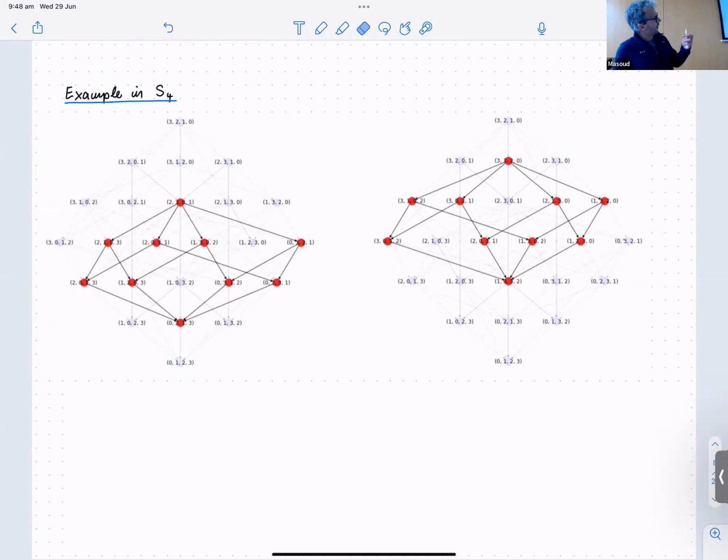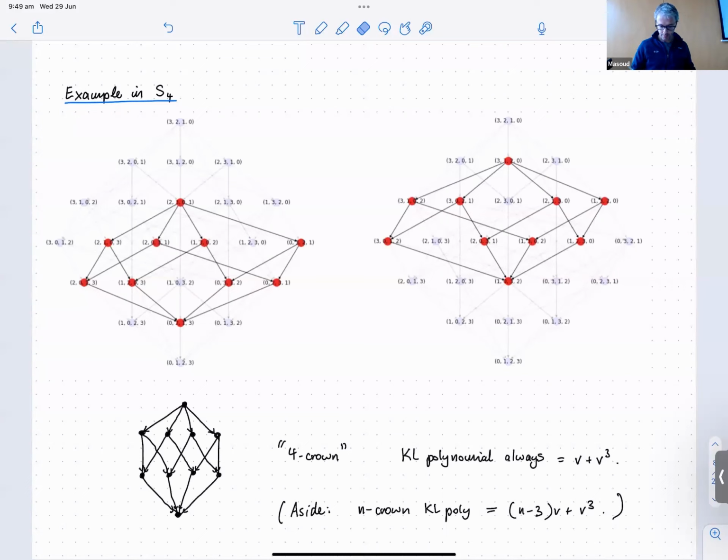So yesterday we were computing Kazhdan-Lusztig polynomials in this land of the Coxeter complex, which is kind of different to Bruhat graph land. But I'll give you two intervals. This is actually two examples that we saw yesterday. In both of these cases, we get isomorphic intervals. We get a beautiful Bruhat graph known as a 4-crown. And in both cases, we get v plus v cubed as the Kazhdan-Lusztig polynomial. And so this is evidence for the conjecture.